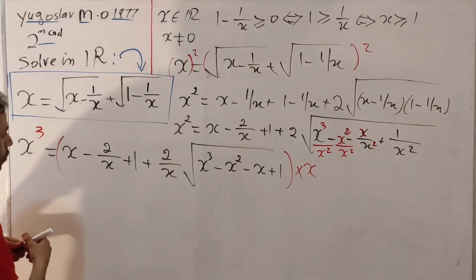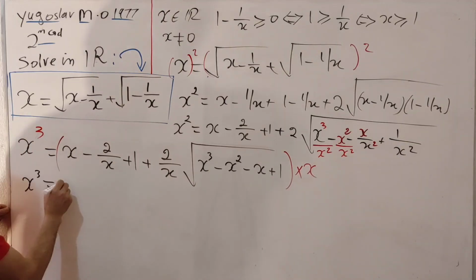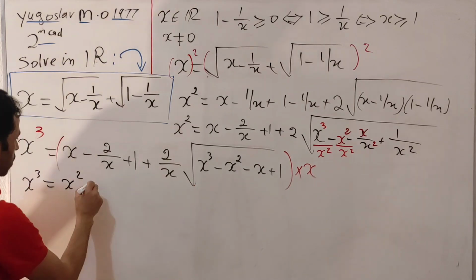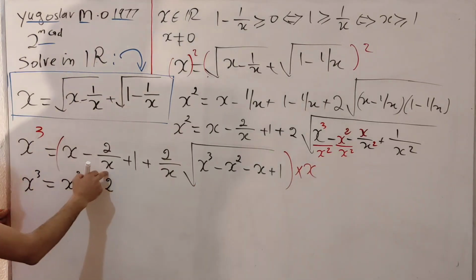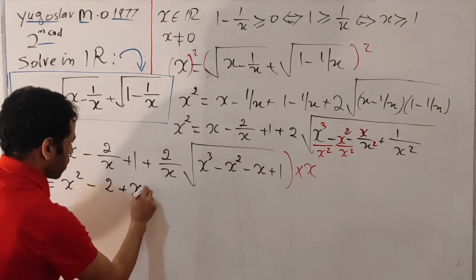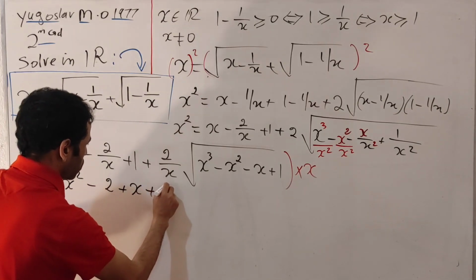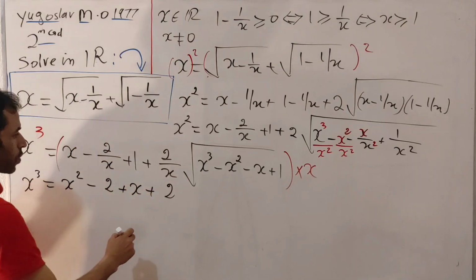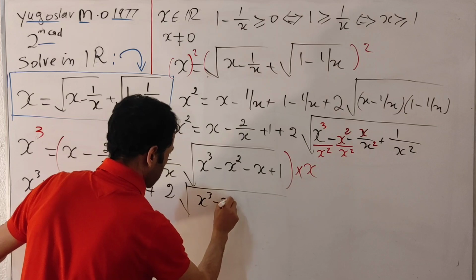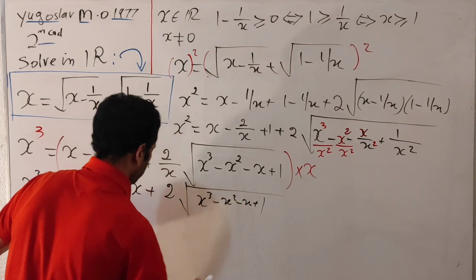So I will have the following expression. I will have x cubed equals x squared because I'm multiplying by x. This one becomes minus 2 because I'm multiplying by x here. This one becomes x. This becomes 2. Okay, square root of x cubed minus x squared minus x plus 1.